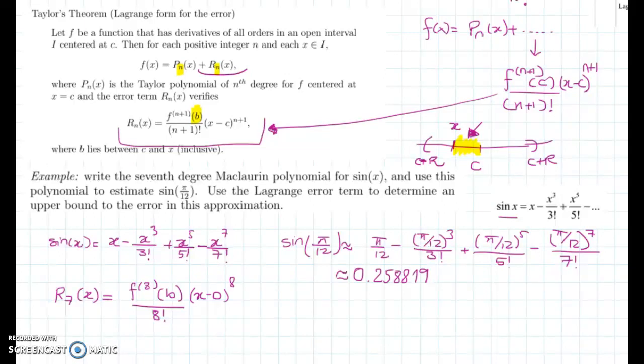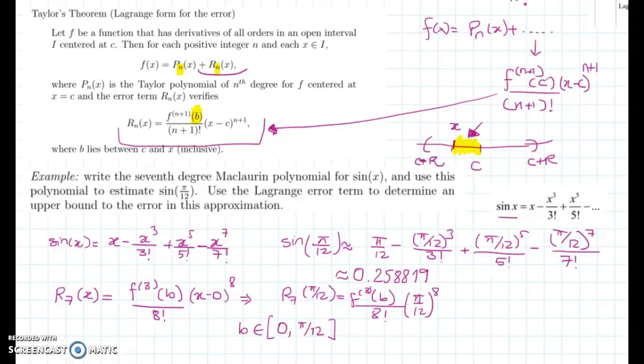Because we actually are doing this for the value pi over 12, we are going to have the 8th derivative evaluated at some b, and now we can write here that b is between 0 and pi over 12. And then we're going to have 8 factorial, and we're going to have just pi over 12 to the power of 8.